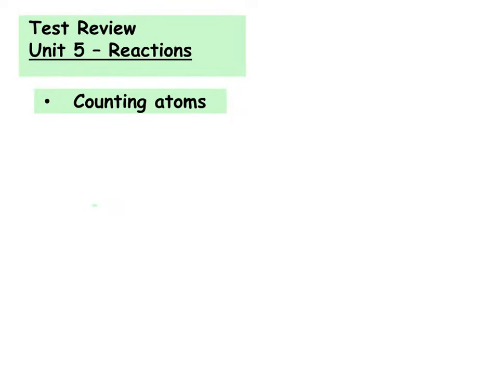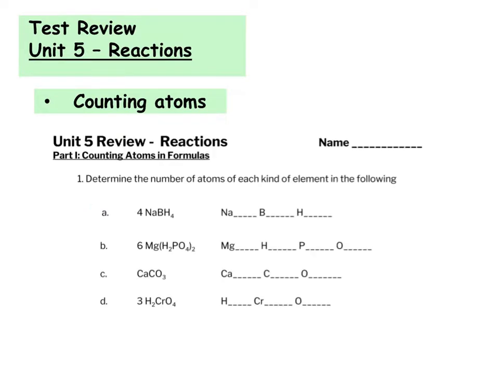So what does it mean, counting atoms? Counting atoms, you did this on the Unit 5 review. This is where you had to figure out how many atoms there are in a formula or multiples of formulas. For example, in the first one here, there's 4 Na's, there's 4 B's, and there's 16 H's.